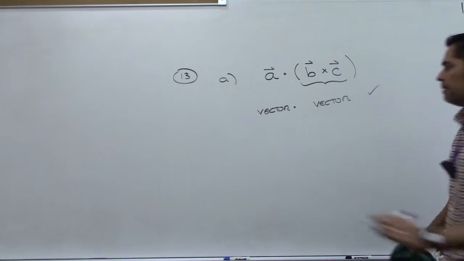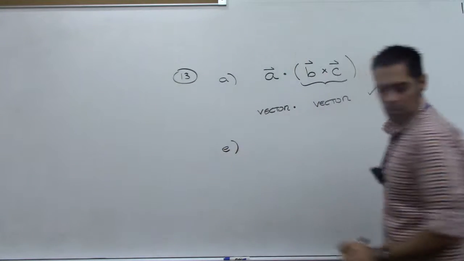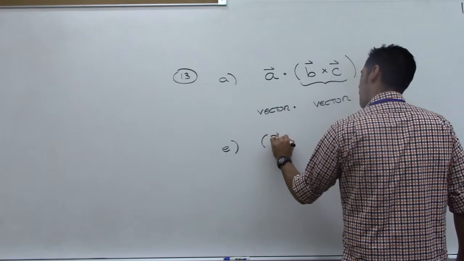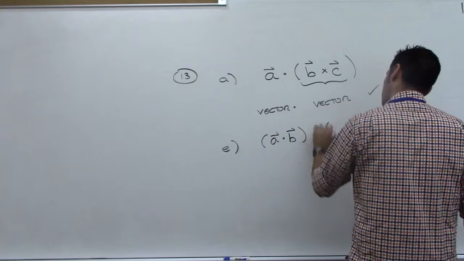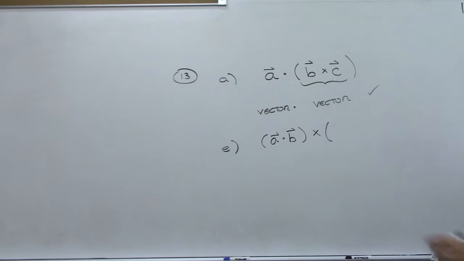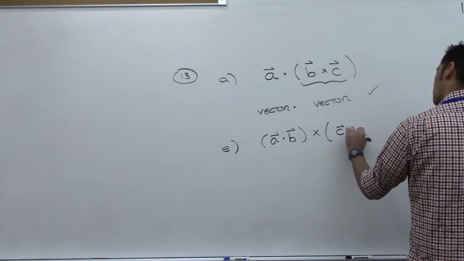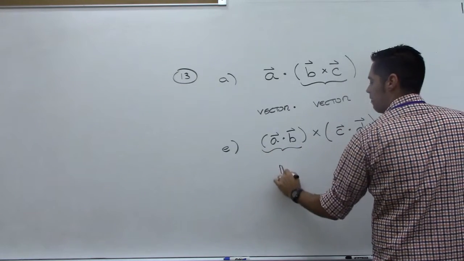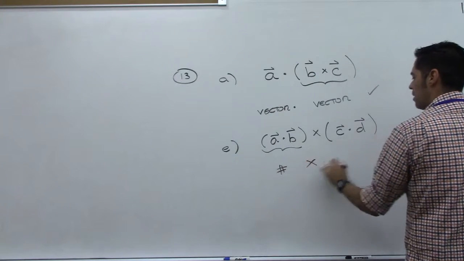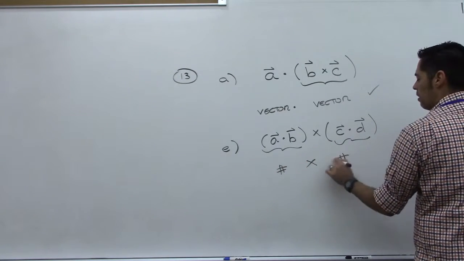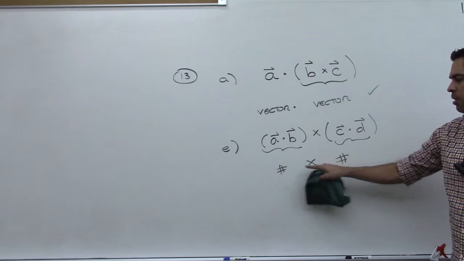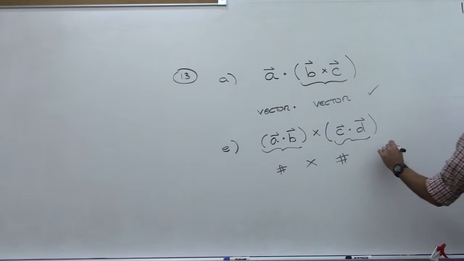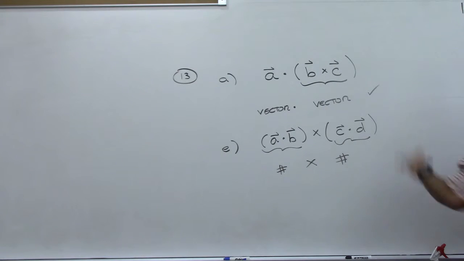Let's look at one that wouldn't make sense. Okay, look at E. We have A dot B crossed with C dot D. So when you dot two vectors together, you get a number. And then I want to cross that with C dot D, which is also a number. You cannot take the cross product of two numbers. You can take the cross product of two vectors, but not two numbers. So this doesn't make sense, all right?